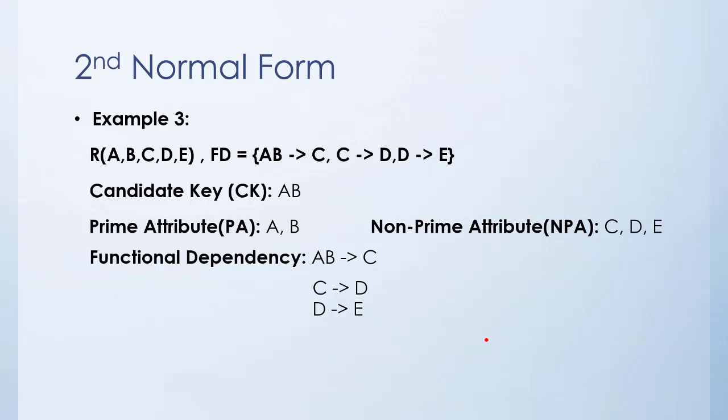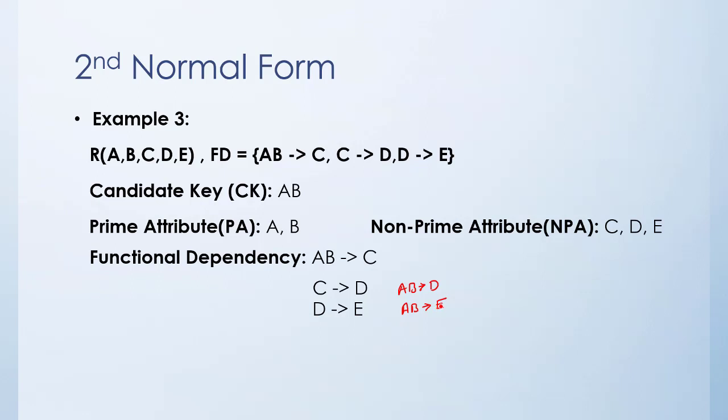The prime attributes are A and B, and the non-prime attributes are C, D, and E. Now the functional dependency AB determines C. You can see that this is fully functionally dependent. Now what about D and E? As AB determines C, we can say that AB determines D using the transitive rule. Now, as AB determines C and C determines D and D determines E, we can write AB determines E also using the same transitive rule.